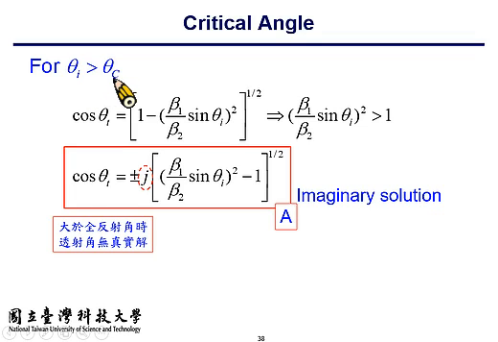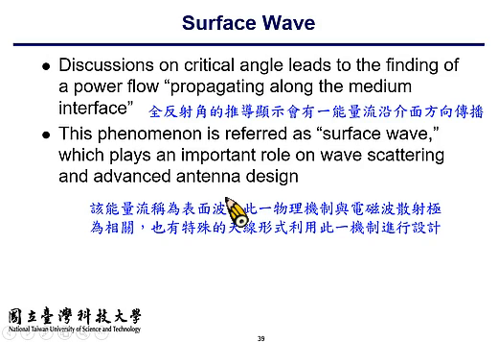If theta I is greater than the critical angle theta C, you do have a solution for cosine theta t, which is purely imaginary. Okay, and you can see that cosine theta t, though purely imaginary, is still a function of theta I. So for different theta I, you end up with different values over here. Even though you have no real solution for your transmitted wave, it will lead to the so-called surface wave.